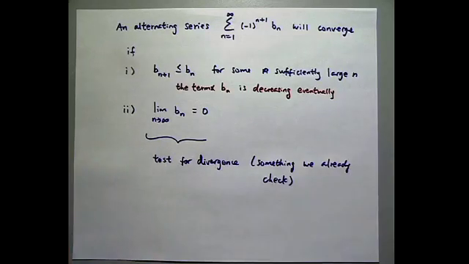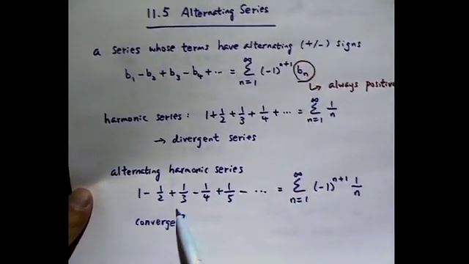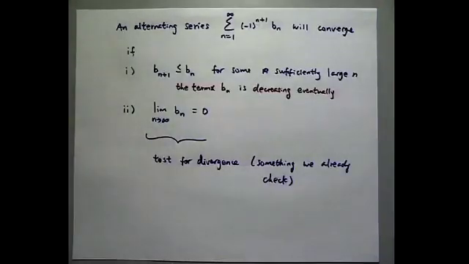So really all we need to make sure is that the terms are ultimately decreasing. If it's decreasing for all possible n's, then that's great. But that's the thing we need to see. And as you can see, the alternating harmonic series meets both conditions. All the terms are decreasing, 1, 1/2, 1/3, and so on, and eventually going to 0.